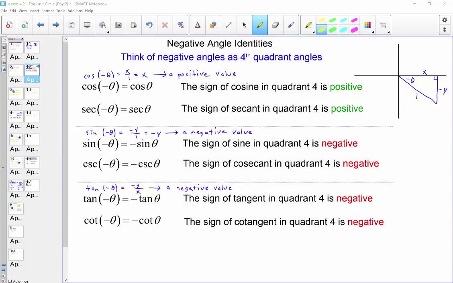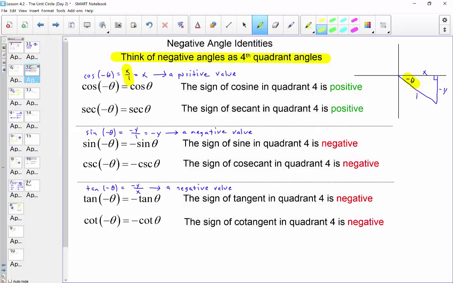Students are often confused by negative angle identities. The trick to understanding negative angle identities is to think of negative angle identities as fourth quadrant angles. So, for example, if we draw an angle in the fourth quadrant, we'll call that negative theta. Then we know that the cosine of an angle in the fourth quadrant is positive, because the cosine of an angle in the fourth quadrant is a positive x over 1.